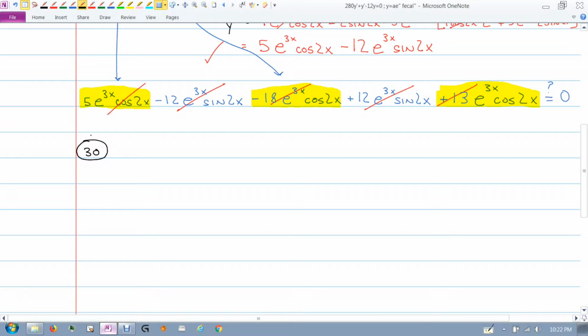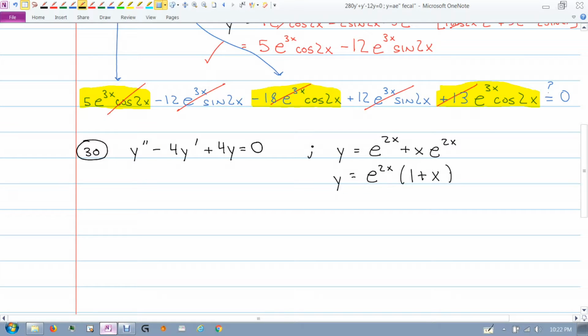Okay, so I'm going to change the notation here. Basically what they're saying is y double prime minus 4y prime plus 4y equals 0. And then they're telling you that y is equal to e to the 2x plus x e to the 2x. Right away, I'm just going to decide to factor that e to the 2x out, like that. I'm just going to choose to do that.